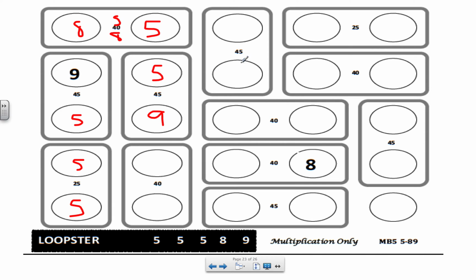Where do I want to go next? Let's try this one. 45. 5 times 9. But I look across. Oh, there's already a 9. So this can't be 9. This has got to be 5. This has got to be the 9. Oh, here's an easy one. 5 times 5, 25. Everybody knows that.